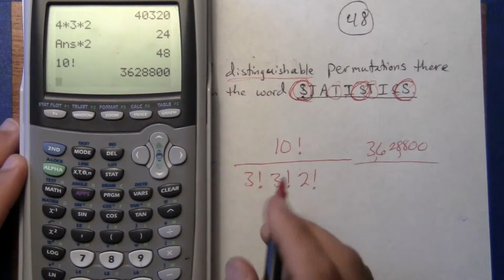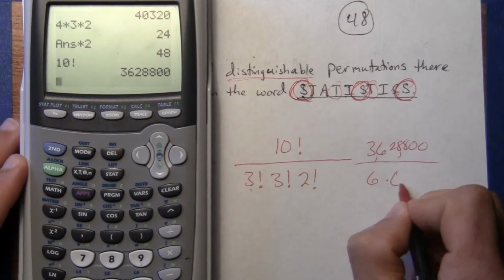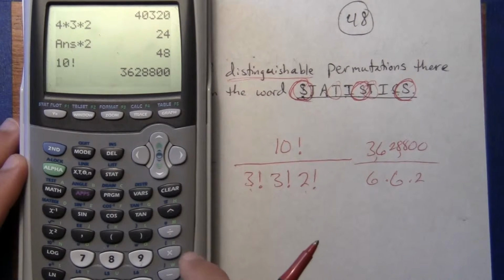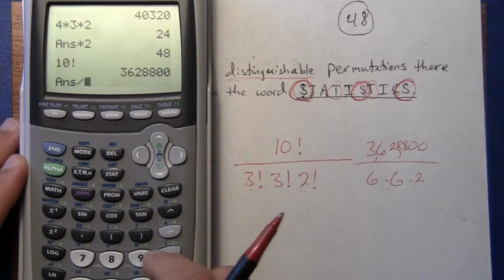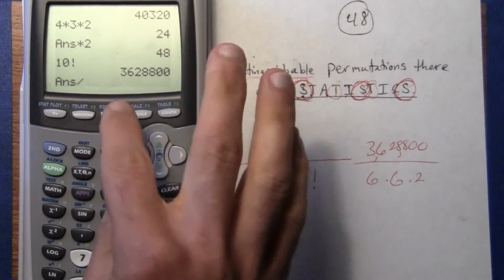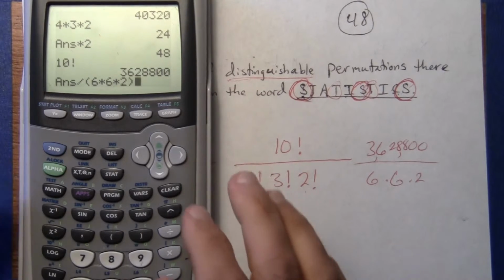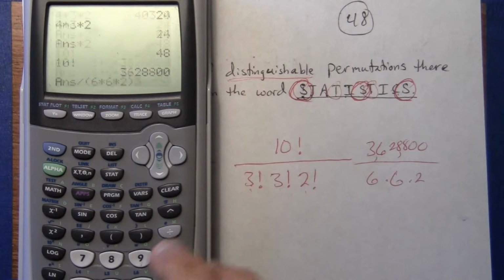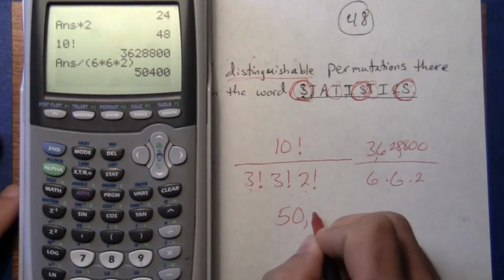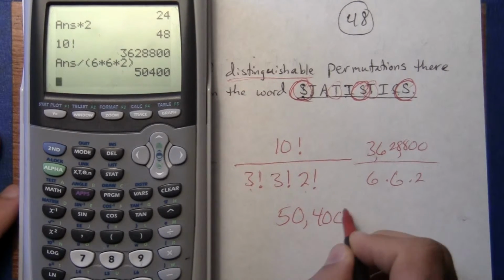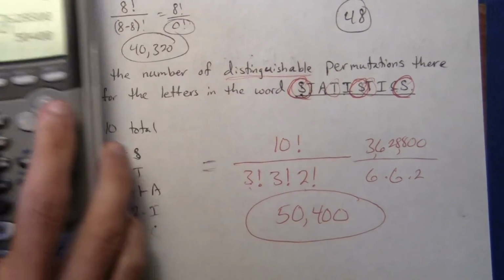Now because some of them repeat, I know 3 factorial is 3 times 2 times 1, which is 6. Same thing for that one. And 2 is just 2 times 1. So I'm going to divide by 6, enter, divide by 6, enter, divide by 2, enter. What I don't want to do is say 6 times 6 times 2 and hit enter unless I put parentheses around it, because your calculator is very sensitive with the order of operations and it'll end up giving the wrong answer if you aren't careful. So the number of ways that I can rearrange the letters in the word statistics so that they will give me something different is 50,400 ways.